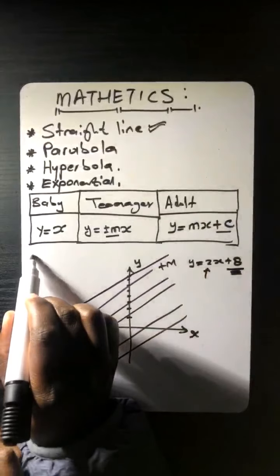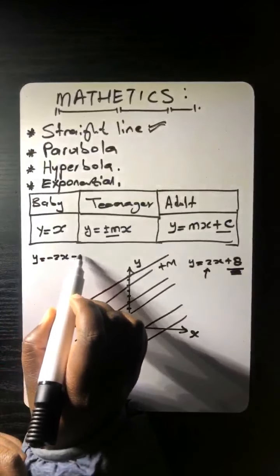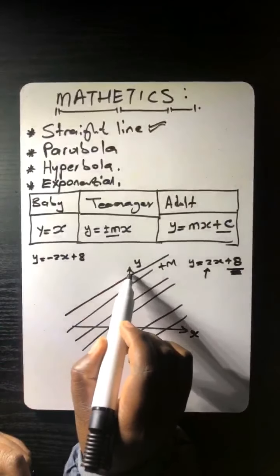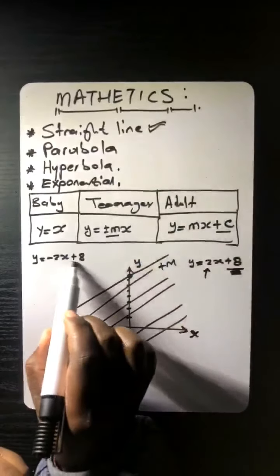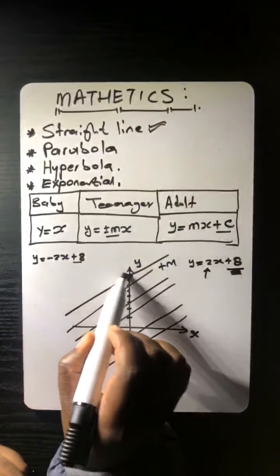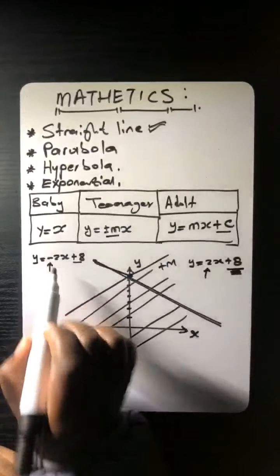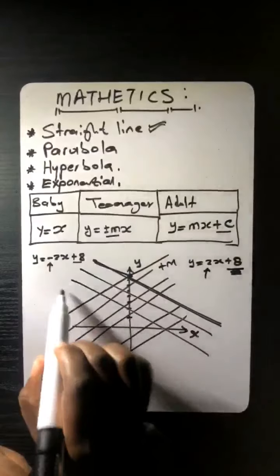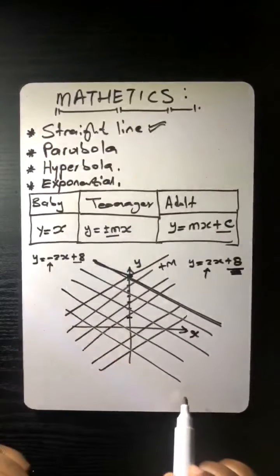If it was y equals negative 2x plus 8, it was still going to pass through that point because it shifted upwards by 8 units, but in that direction. Why in that direction? Because the gradient is negative, which means for all the straight lines in that direction, the gradient is negative. Very, very much important, ladies and gentlemen.